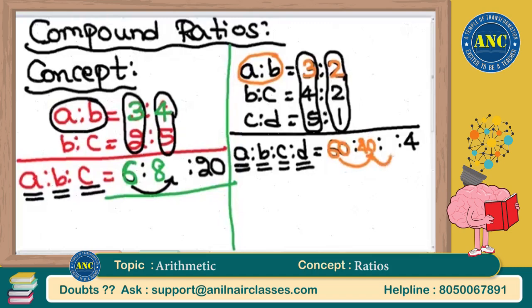Now, this is B is to C. Compare with the original B is to C. In the original B is to C, B value is 4. But here it is 40. 4 into which number is 40? 4 into 10 is 40. 2 also is multiplied by the same multiplying factor 10. 2 into 10 is 20. Simplify further if it can be simplified. Idea clear? This is the concept behind compound ratios. But we will see how beautifully this concept can help us in solving the questions very easily.